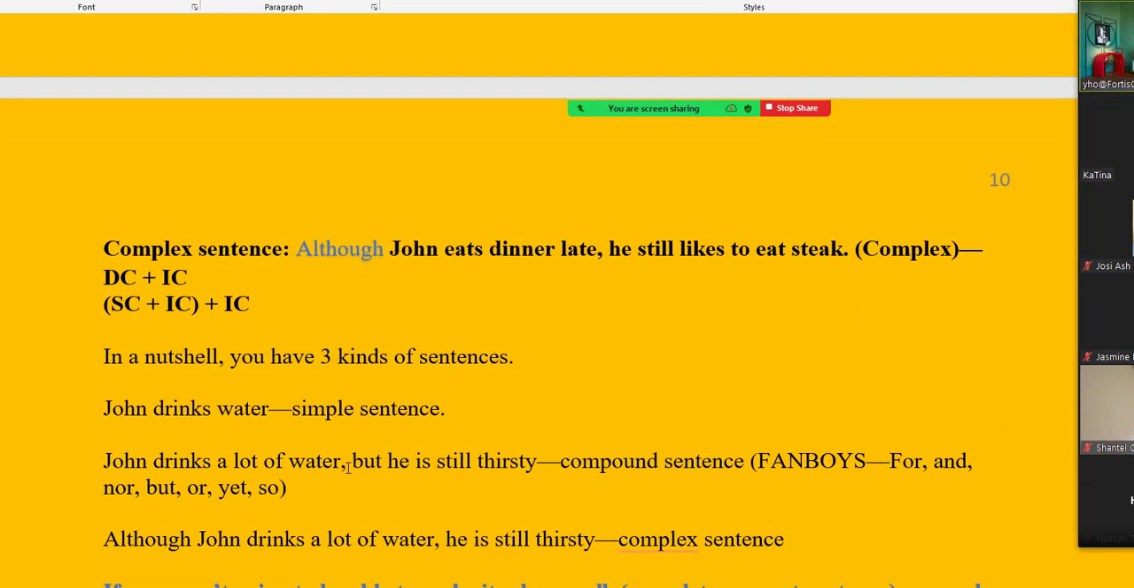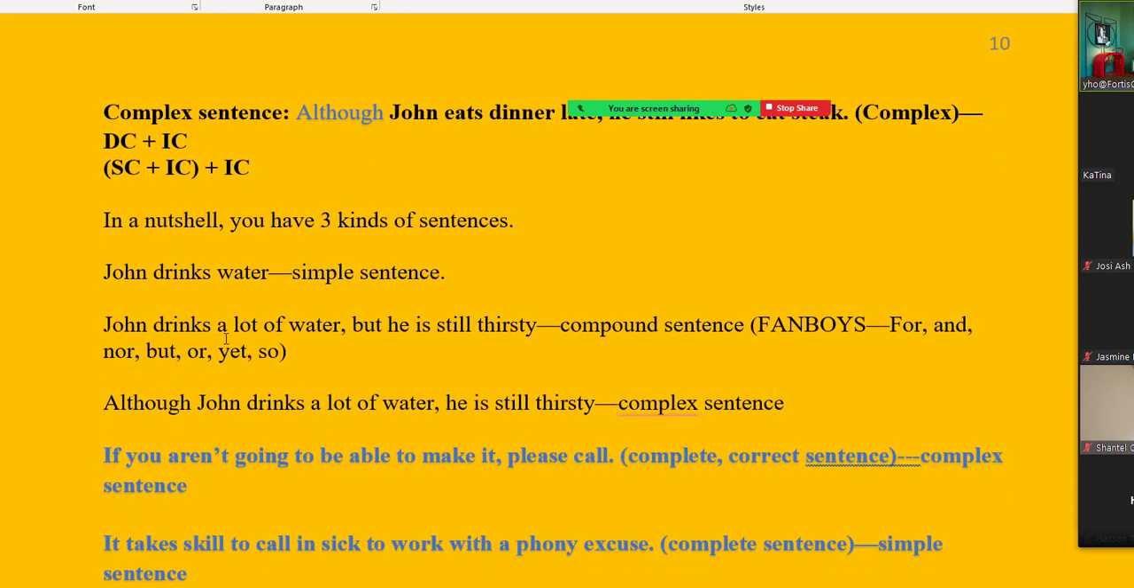Then a complex sentence has a subordinating conjunction plus a dependent clause plus an independent clause, and that becomes a complex sentence. So in a nutshell, in English, you have 3 kinds of sentences. John drinks water, simple sentence. John drinks a lot of water, but he is still thirsty, compound sentence. And although John drinks a lot of water, he is still thirsty, complex sentence. And so that's it.